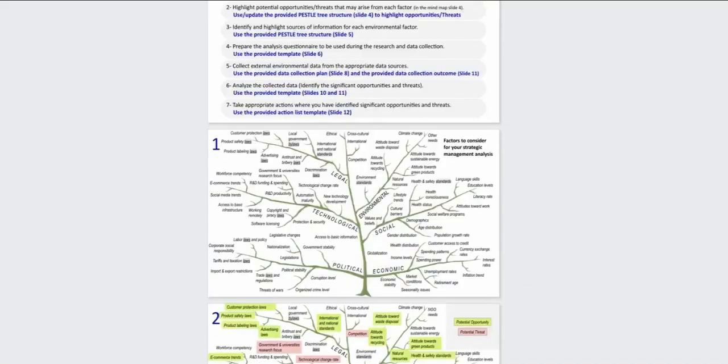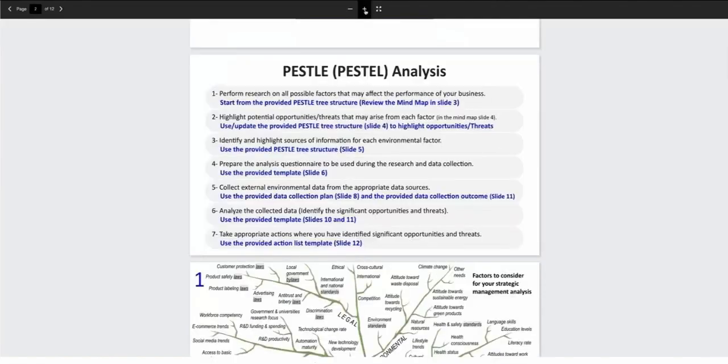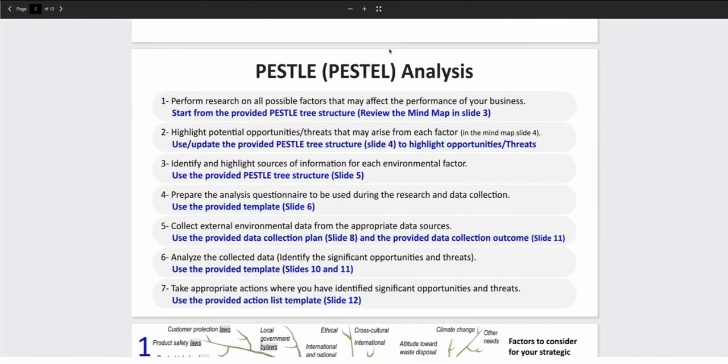Okay, so now I'm just going to make this a little bit larger so that it will be easier for us to see. Okay, perfect.